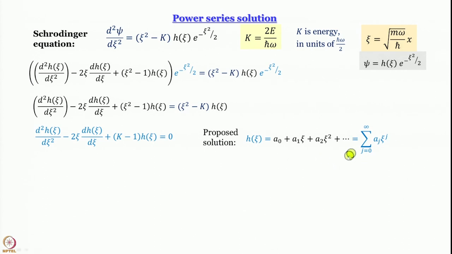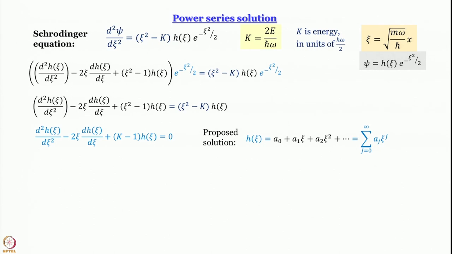So, we can simply write it as a summation, sum over j equal to 0 to infinity multiplied by a j multiplied by xi to the power j. Does that make sense? The first term, for example, is a 0, for that j equal to 0. So, a 0 and xi to the power 0 is 1. For the second term, j equal to 1. So, a 1 and xi to the power 1 is xi, and so on and so forth. Right. So, that is what we have got. We have proposed this solution.